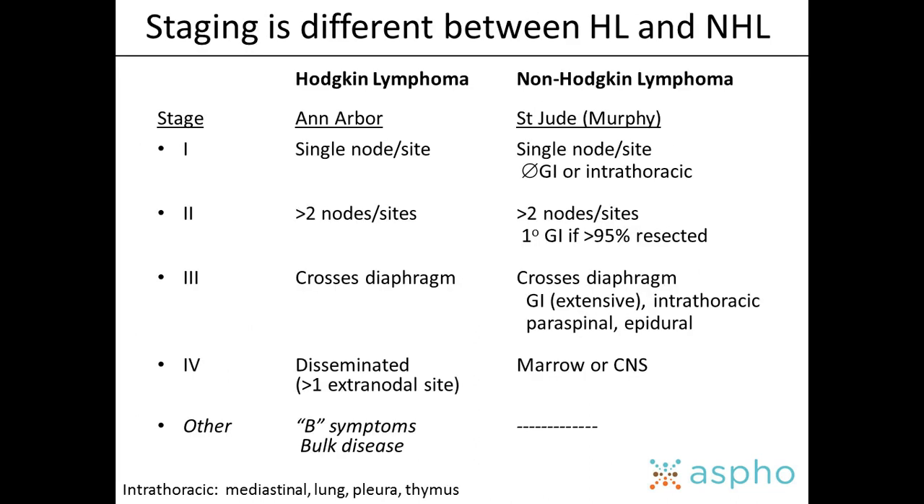Again, this tries to simplify the major differences in staging between Hodgkin lymphoma and non-Hodgkin. So stage 1 eliminates the GI or the intrathoracic. Stage 2 for GI, if it's a primary GI tumor and it's 95% resected, that can still be stage 2. Stage 3 crosses the diaphragm for both, but an extensive GI involvement that doesn't cross the diaphragm is also stage 3. And then again, at the bottom, we use B symptoms and bulk disease for Hodgkin lymphoma.